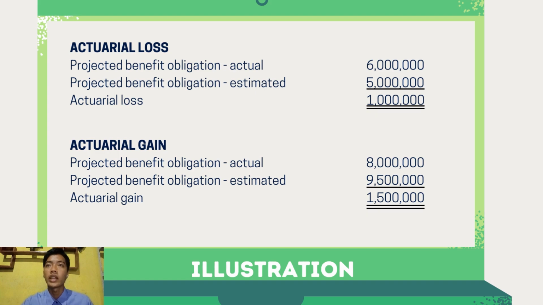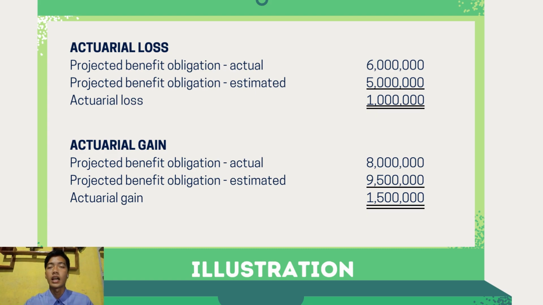Una dito ay actuarial loss. Yung PBO actual niya is 6 million and yung PBO estimated 5 million. Magkakaroon siya ng actuarial loss na 1 million dahil yung actual na PBO na na-receive nila is 6 million pero yung estimated lang nila is 5 million. So, nagkulang sila ng 1 million kaya magiging actuarial loss siya. Ibig sabihin dito, kung yung actual obligation ay higher than the estimated amount, the difference is an actuarial loss because there is an increase in the projected benefit obligation.